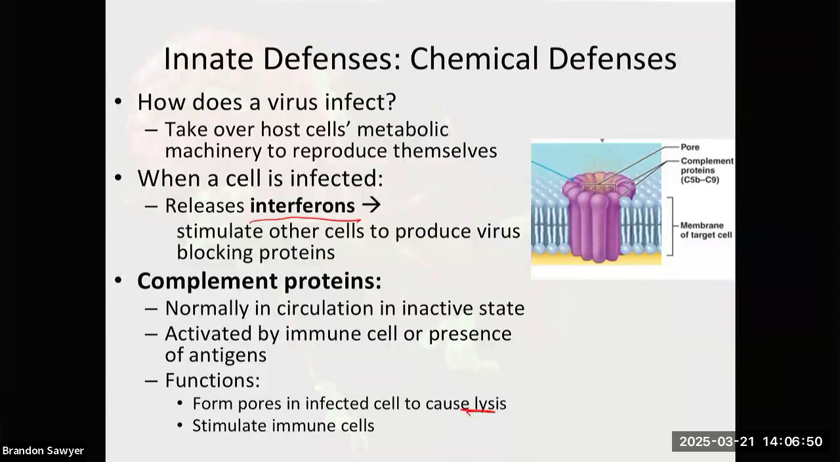So these are all just things that are in our blood helping us, or in our cells helping us fight against invaders. The bottom two bullet points, the first one says form pores in the infected cell to cause lysis, which means like the cell bursting. And then the second one says stimulate immune cells. Okay, so that's kind of our overall defense of the innate system before we get into the actual cells.